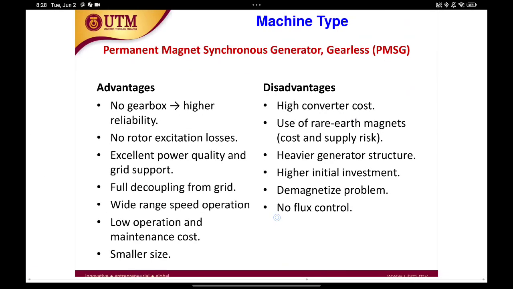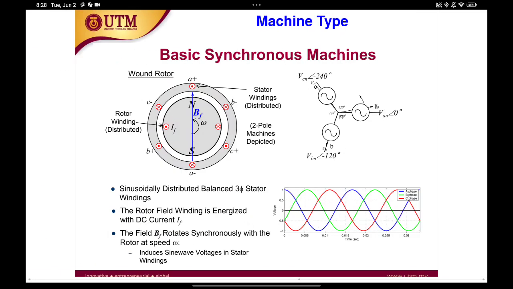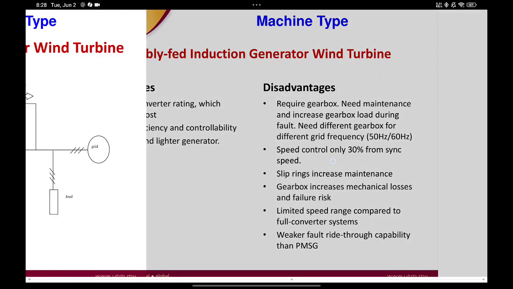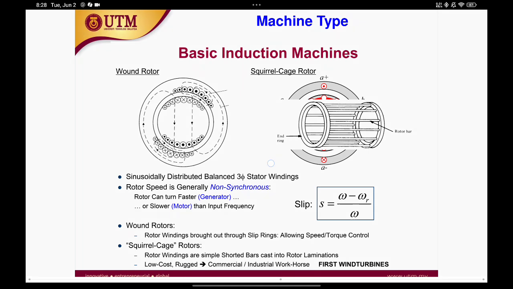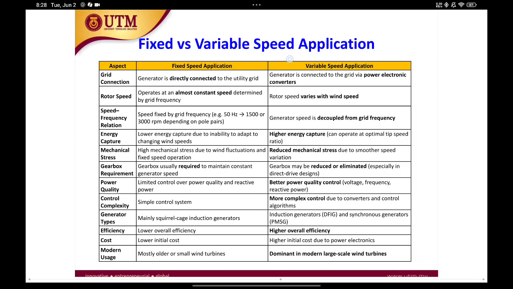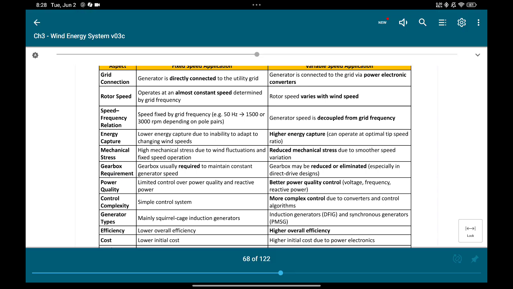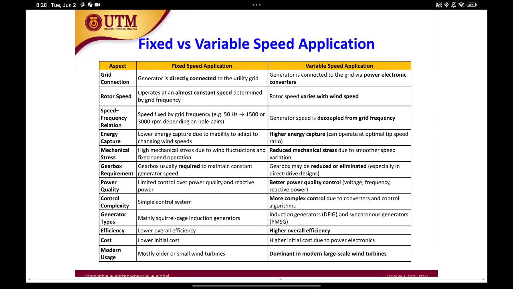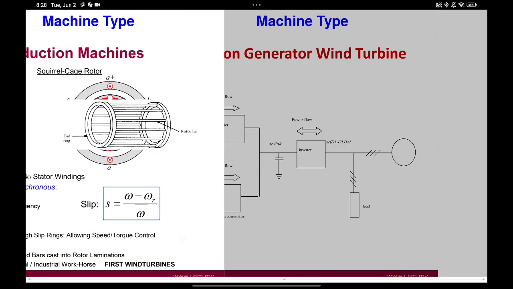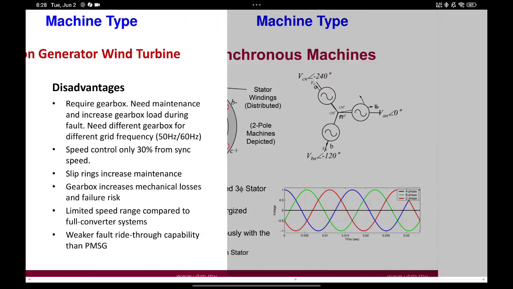Also a common question is the advantage and disadvantage of permanent magnet. What else? Doubly fed and this one. Sometimes they ask one part of it, so you need to know all. Sometimes they ask you the rotor speed for fixed and variable applications, gearbox requirement and generator type. Sometimes they combine three or four parameters together. So I hope it is clear on that.